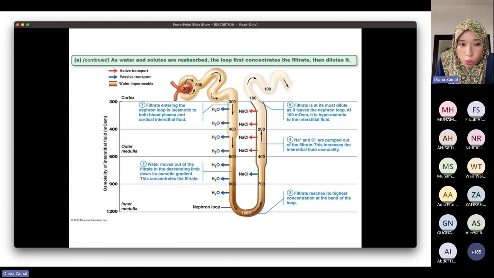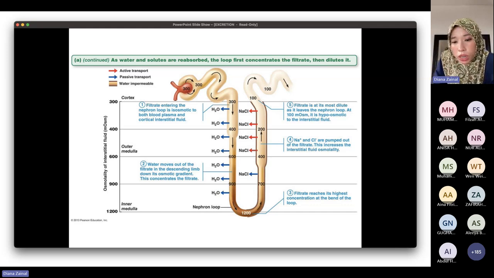This is iso. Okay, tak ada air keluar because they are the same in terms of the osmolality. Okay, but the further down it goes, water is going to move out of the filtrate in the descending limb down its osmotic gradient, concentrating the filtrate. Makin pekat sebab makin banyak air keluar. The filtrate is going to be so pekat over here, so concentrated because all the water has come out.